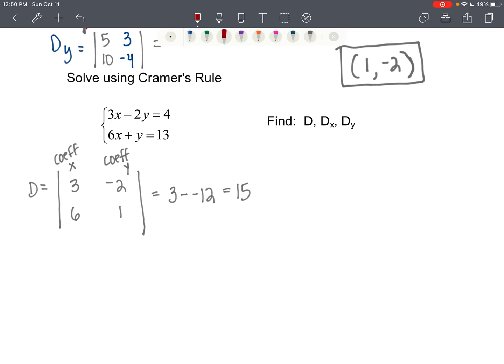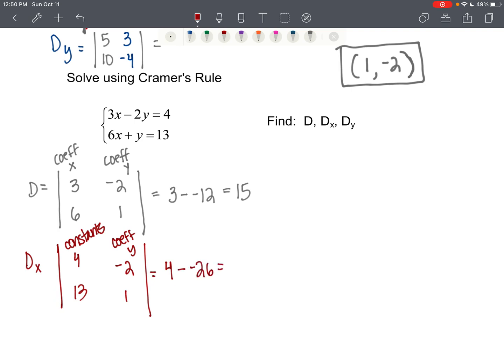Now we're going to find the determinant of x. The determinant of x, we replace the coefficients of x with our constants. So these are our constants. And then we have the coefficients of y in the next column. So it's -2 and 1. So 4 minus -26 is 30.